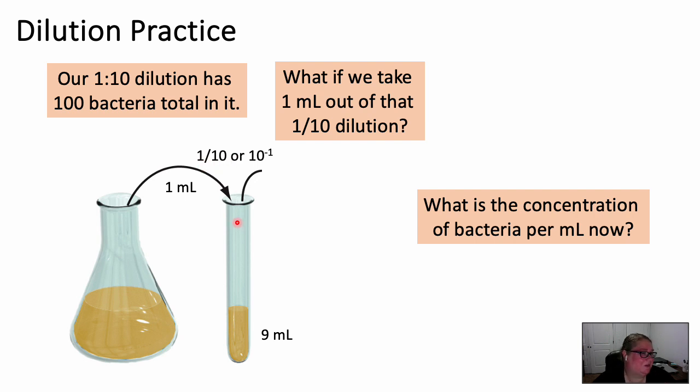So what if we take 1 milliliter out of this 10 milliliters? What is our concentration of bacteria per milliliter now? Pause the video and see if you can figure out the math. I'll give you a hint. It's going to be very similar to the math we did previously.